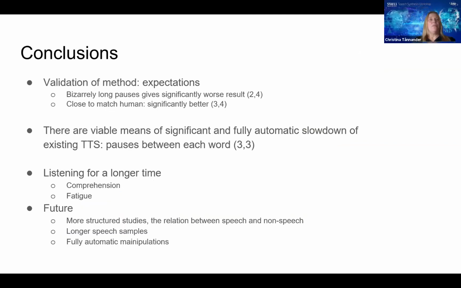So, conclusions: what have we done here? We have seen that the method met our expectations. We saw that the bizarrely long pauses gave significantly worse results, and the speech sample close to matching the human slow reading was significantly better. And we have seen that there are viable means of significant and fully automatic slowdown of existing TTS, and this is by inserting pauses between each word.